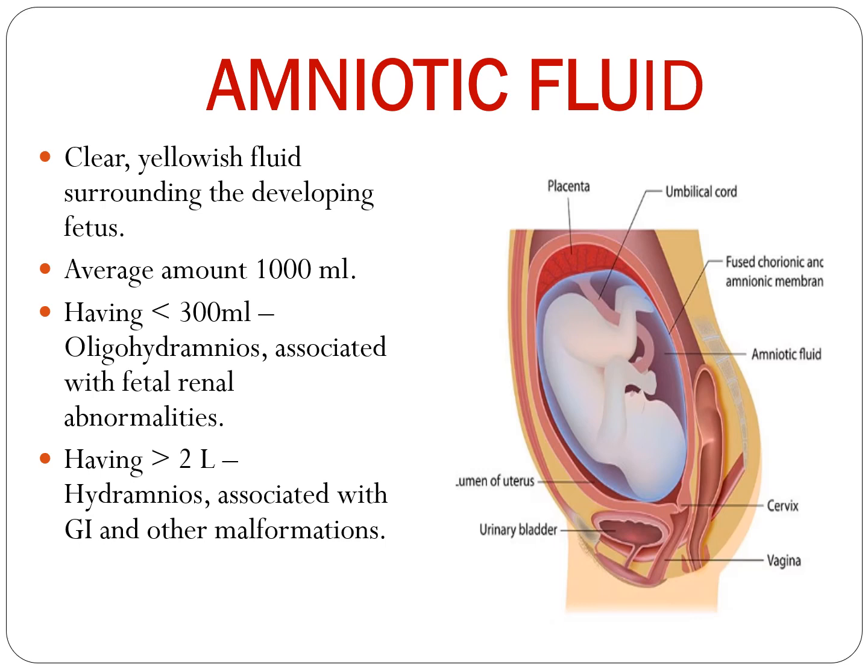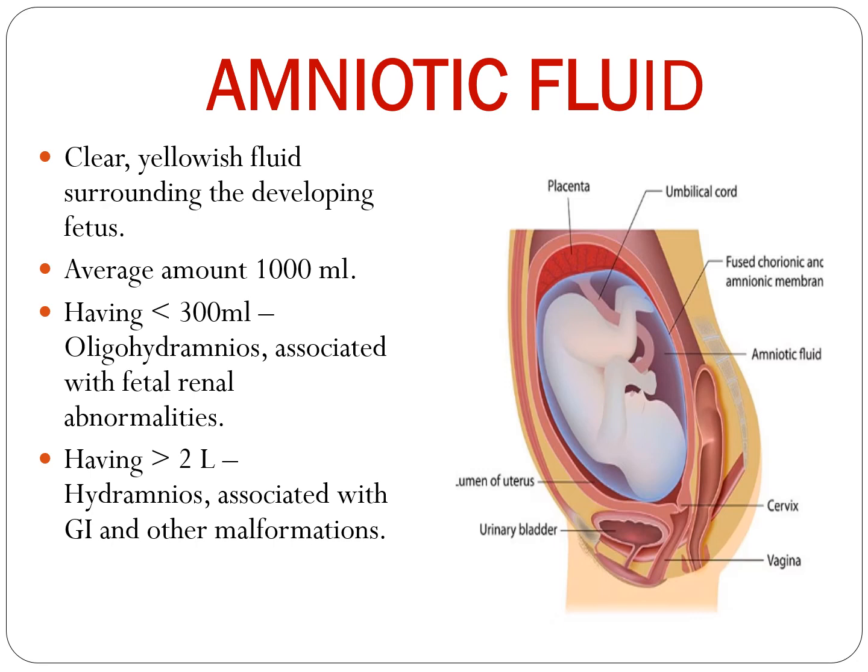Amniotic fluid, now we are in the parts of the growing fetus. It is clear yellow fluid surrounding the developing fetus. Average amount is 1000 ml. Don't forget 1000 ml. But if it is less than 300 ml, it is related to fetal renal abnormalities, or what we call oligohydramnios. But if it's more than 2 liters, we call it hydramnios. Associated naman sa gastrointestinal and other malformation.